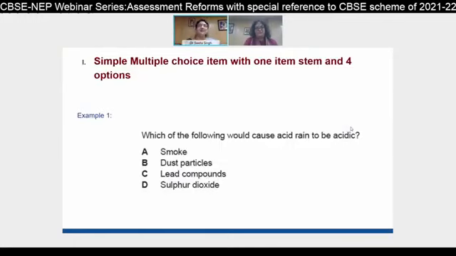So this is one simple MCQ. This is largely a knowledge-based question. I'll just pause for maybe half a minute so that you can read it. Let's go to the next slide.